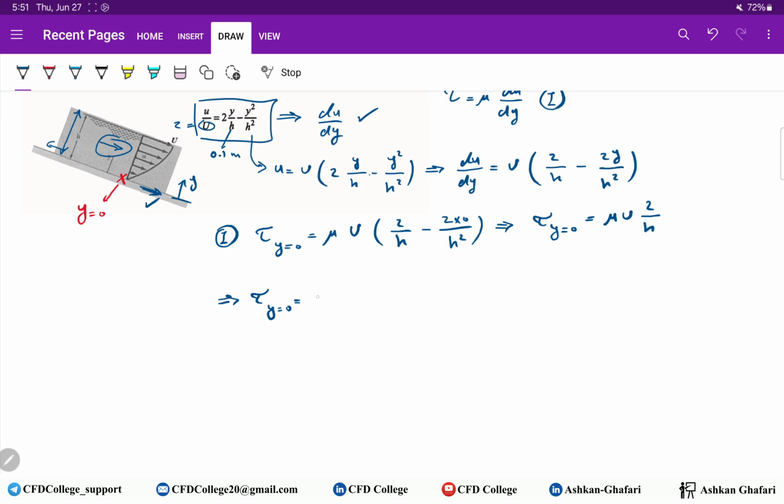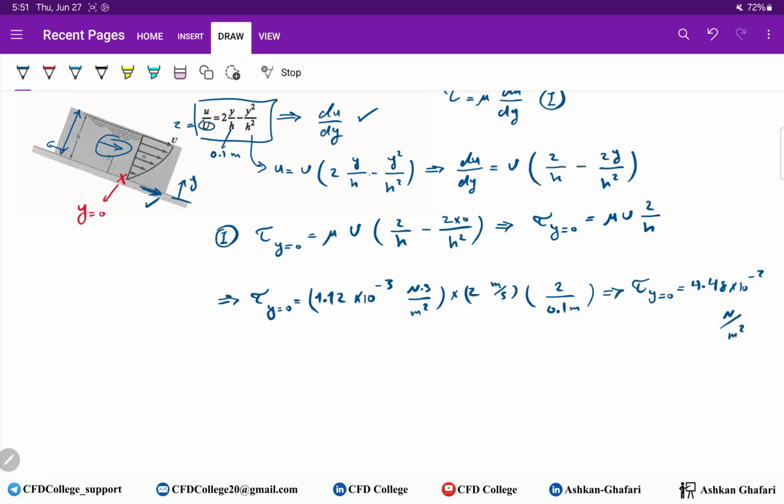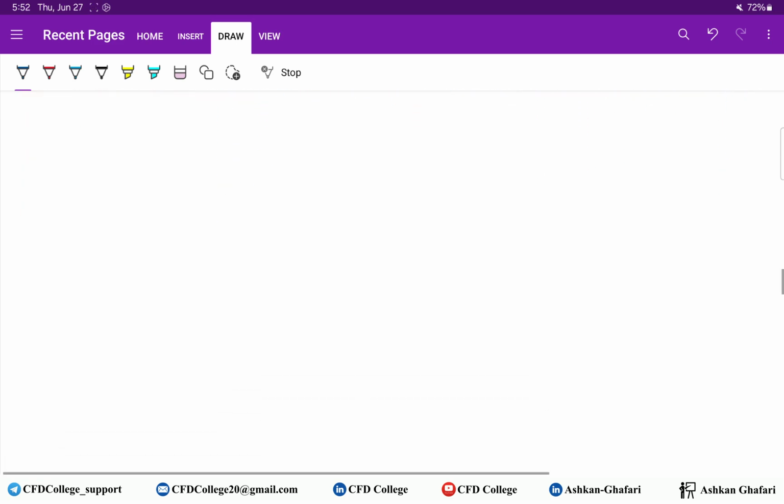mu, the viscosity of water, 1.12 times 10 to the minus 3 Newton second per meter square, times velocity U, which is 2 meters per second, and times 2 divided by h, which is 0.1 meters. So shear stress equals 4.48 times 10 to the minus 2 Newton per meter square. This was a really easy question. If you know what you're doing, it's not difficult to solve these problems.